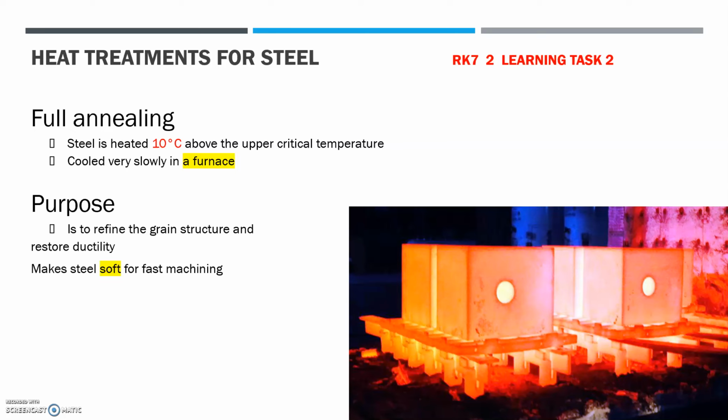On page 22, we can look at heat treatments for steel. A full anneal is when steel is heated 10 degrees above the upper critical temperature and then cooled slowly in a furnace. The upper critical temperature for carbon steel is 910 degrees Celsius, which is just below the transformation to ferrite. The purpose of annealing is refining the grain structure to make it softer for machining purposes.